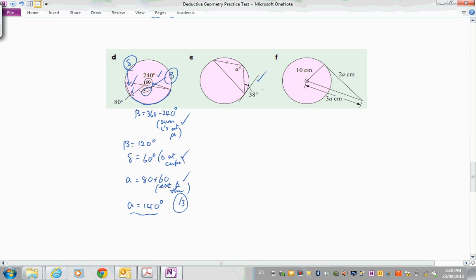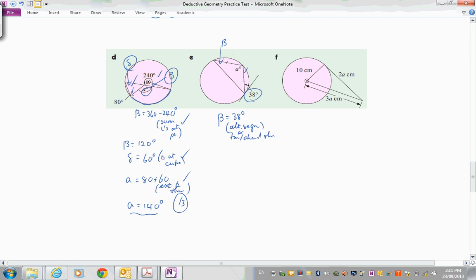I see a tangent straight away and an angle here. So I think, right, the angle between a tangent and a chord equals the angle in the alternate segment. So let's call that angle beta. Beta equals 38 degrees, alternate segment theorem. Okay, or tangent chord theorem. Okay, so we've got that. What's the next piece of information? Let's tidy this up a little bit here.